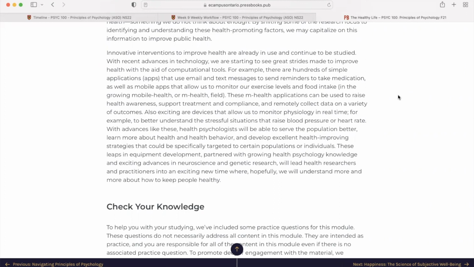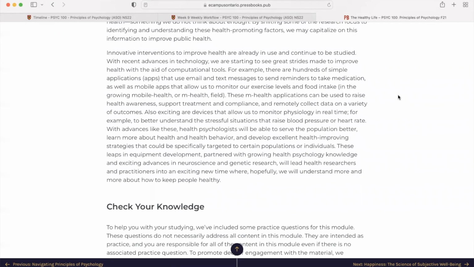These mHealth applications can be used to raise health awareness, support treatment and compliance, and remotely collect data on a variety of outcomes. Also exciting are devices that allow us to monitor physiology in real time, for example, to better understand stressful situations that raise blood pressure or heart rate. With advances like these, health psychologists will be able to serve the population better, learn more about health and health behavior, and develop excellent health improving strategies that could be specifically targeted to certain populations or individuals.